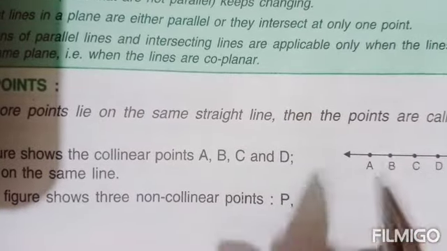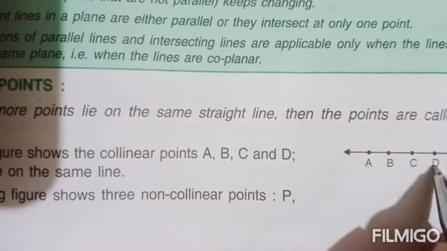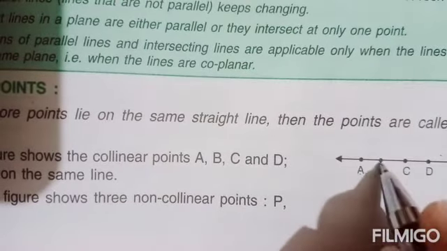straight line. Points A, B, C, D are all points on a straight line.